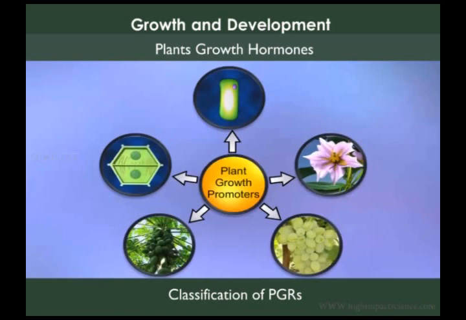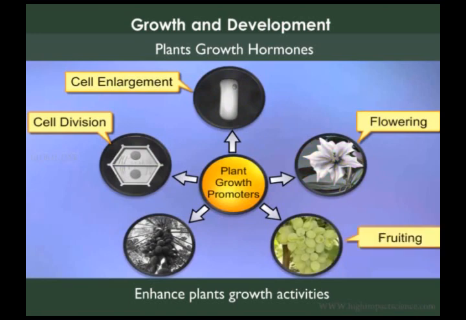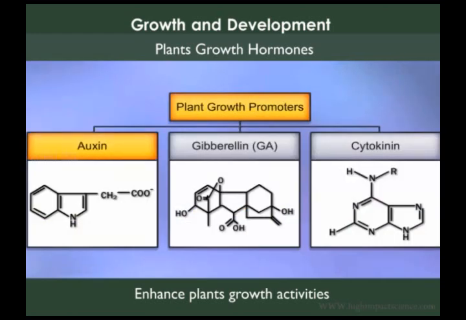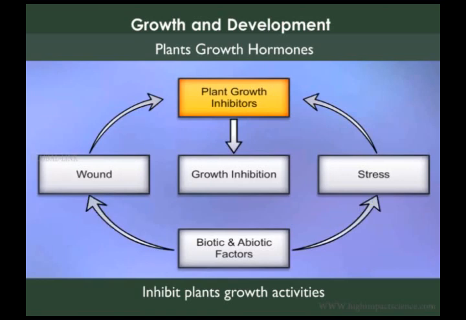Plant growth promoters enhance plant growth activities such as cell division, cell enlargement, flowering, fruiting, and seed formation. Auxin, gibberellin, and cytokinin are plant growth promoters. Plant growth inhibitors respond to wounds and stress from biotic and abiotic factors by inhibiting growth.